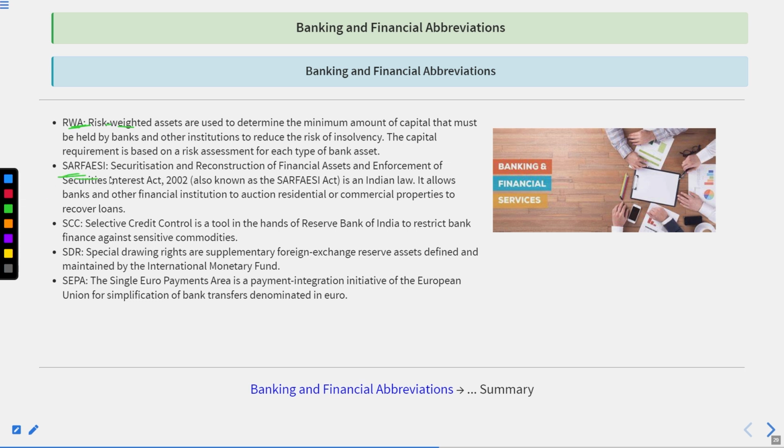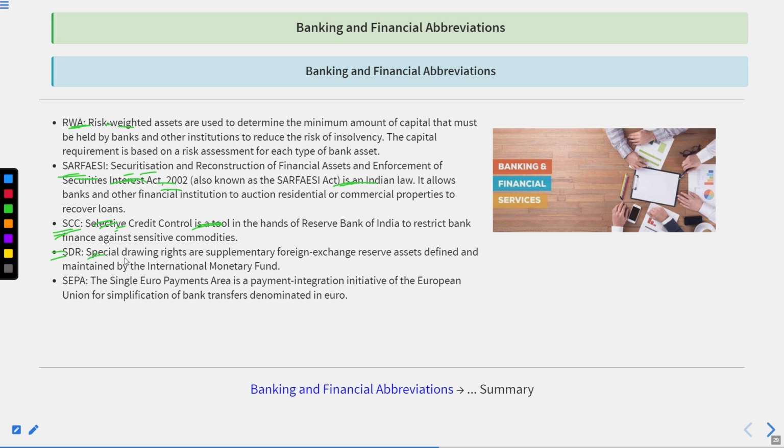SARFAESI, Securitisation and Reconstruction of Financial Assets and Enforcement of Security Interest Act 2002. It is an Indian law allowing banks and other financial institutions to auction residential or commercial properties to recover loans. Then we have SCC, Selective Credit Control. It is a tool in the hands of the Reserve Bank of India to restrict banks' finance against sensitive commodities.